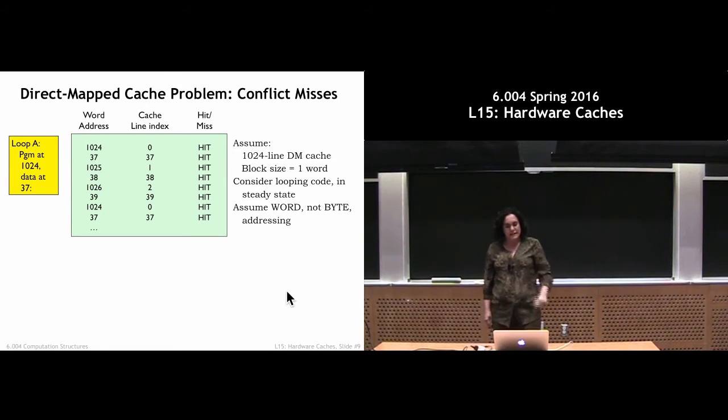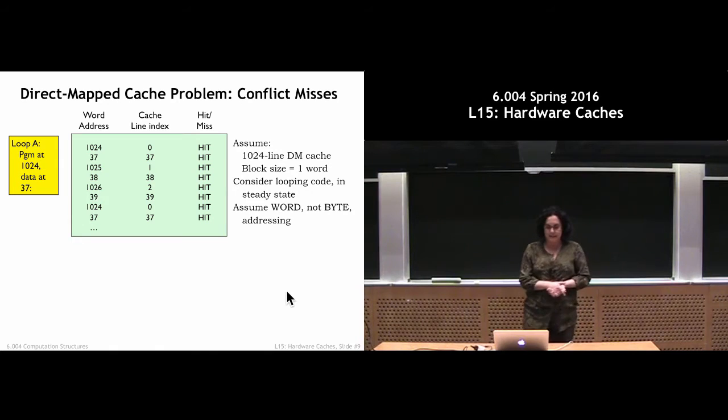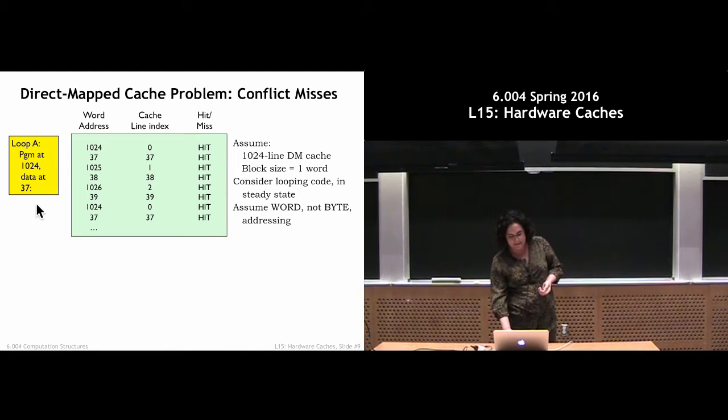Okay, so let's look at a quick example of a direct mapped cache. Suppose that I have a 3-instruction program, and my instructions begin at address 1024. Then this 3-instruction program accesses data. The data is located at addresses 37, 38, and 39. Now, my direct mapped cache has 1024 lines. And just for the sake of simplifying this example, let's assume we're using word addressing instead of byte addressing, so we're not worrying about those bottom 2 bits.